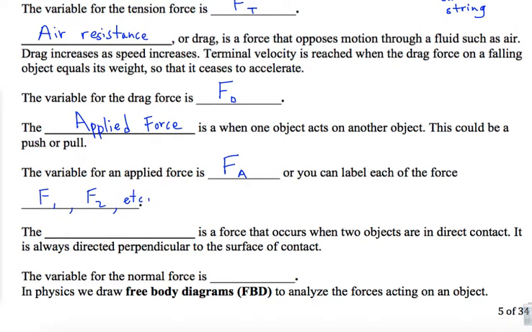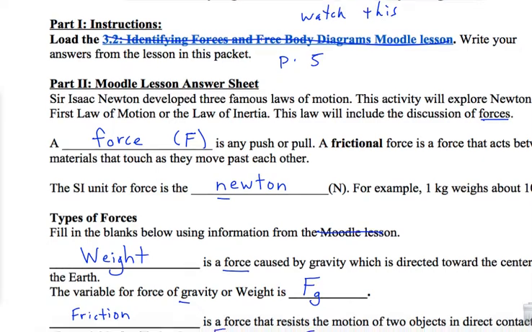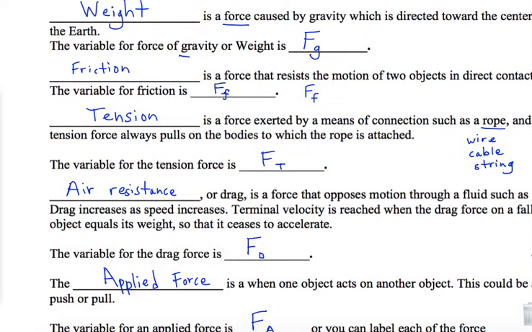To give you an idea what I mean, here's a picture. We've got two people pushing on this box. This guy's got an applied force pushing that way. But if we wanted to, since there are two guys here, instead of FA, we could say that's F1, and then F2 is coming from this red guy pushing that way. So if there's more than one applied force, you can label them F1, F2, F3, F4, etc.